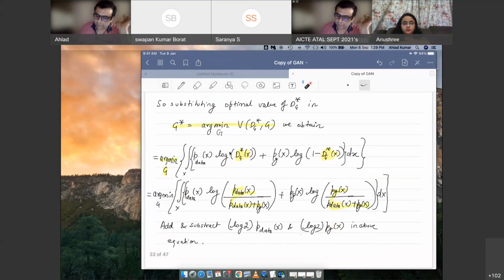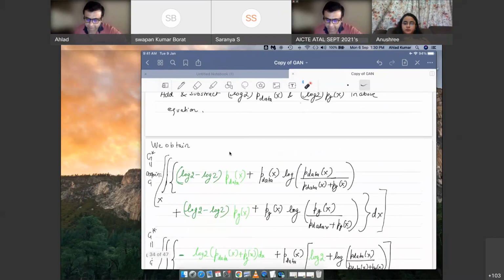Now what you do, you substitute the value of DG star here, which we have calculated. For this, you calculate this. And then we do a slight trick. We actually add log of 2 p data of x, and add and subtract these two terms in the above equation. The one which we have written over here, we add and subtract this term, and we add and subtract this term.